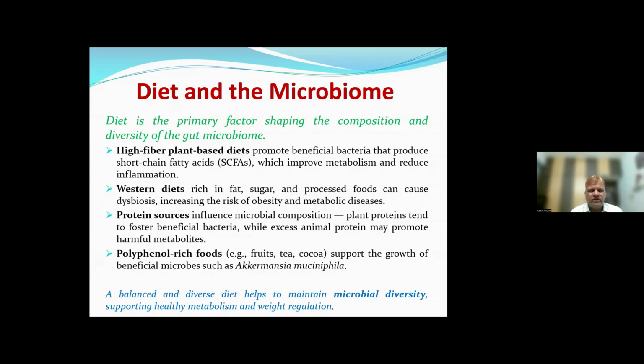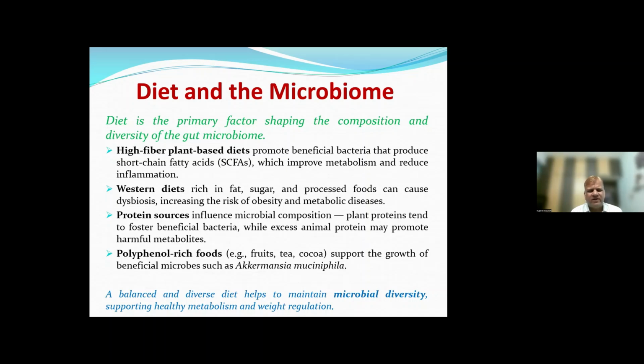When we go for allopathic treatment, there are adverse effects also. So we have to try to maintain high-fiber diets, protein sources, or polyphenol fruits, which support the growth of beneficial microbiome. A balanced and diverse diet helps to maintain microbial diversity, supporting healthy metabolism and weight regulation. If we maintain our natural microbial diversity, it helps support our metabolism and our health.